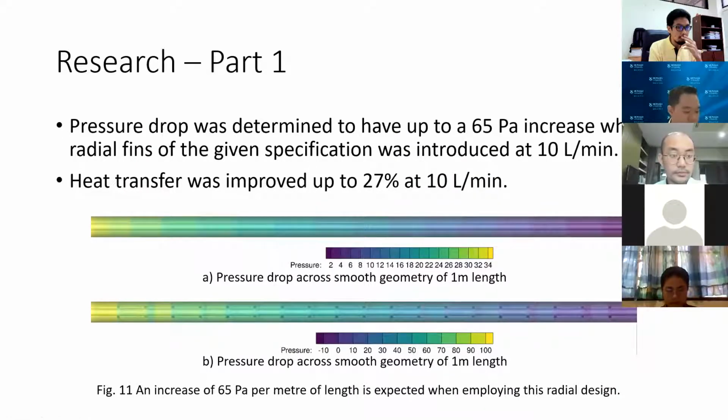So the improvement of heat transfer is significant, but the increase in pressure drop is not significant. The pressure drop was determined to be 65 Pascal. So this is very little, and it increased when the radial fins of the given specification were introduced at 10 liters per minute. But the heat transfer improvements were up to 27% at 10 liters per minute. So the heat transfer improvement was significantly more compared to the pressure drop. Right, so we don't want the pressure drop to be too much in our case study here.